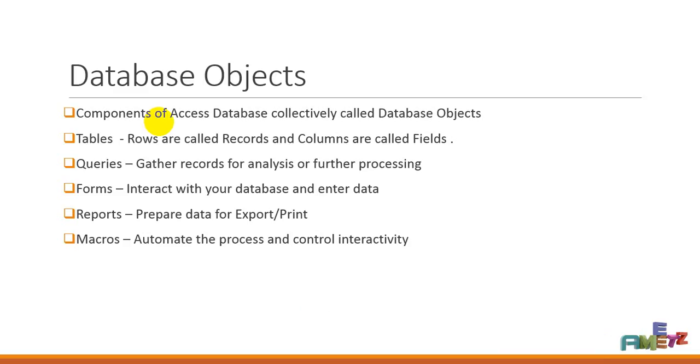Tables. This is the place where we store the data in an organized manner. It is as good as an Excel sheet. It has rows and columns. Rows are called records and columns are called fields. Basically, this is a structured home for the data to live in.